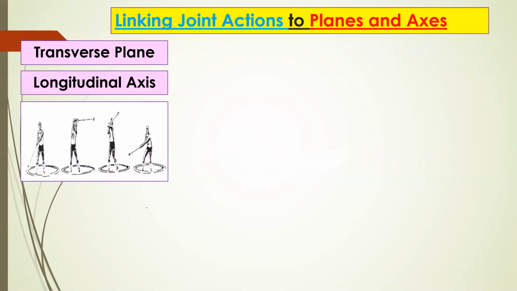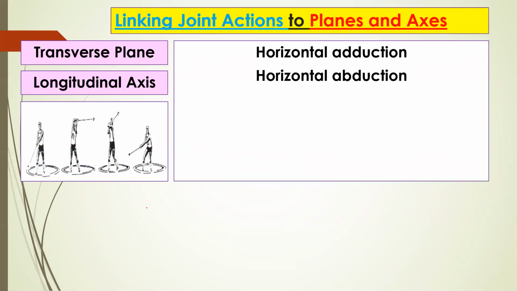Then the final one, the transverse plane and the longitudinal axis. So this type of rotational movement. Now, when we looked at this before in GCSE, we simplified it as just being rotation as the joint action. What we're going to look at now are these two different terms here, horizontal adduction and horizontal abduction.